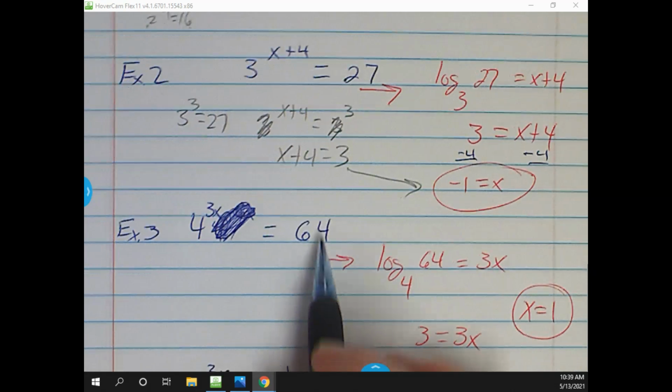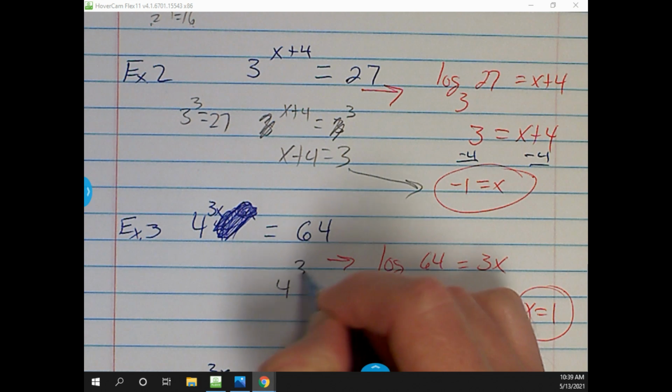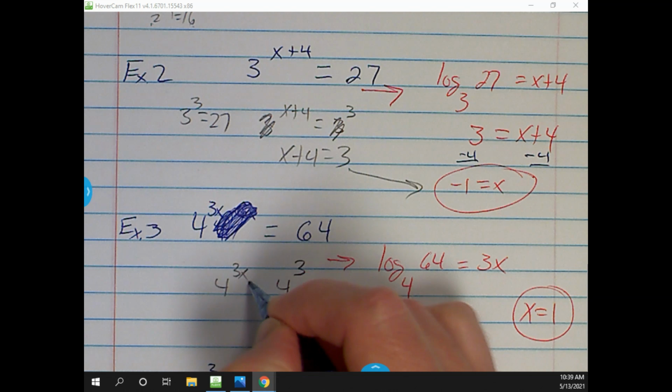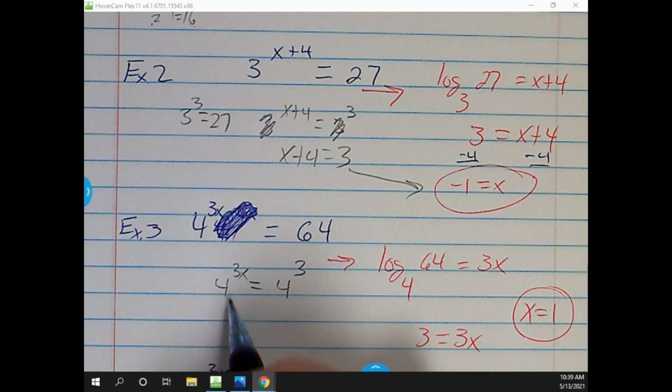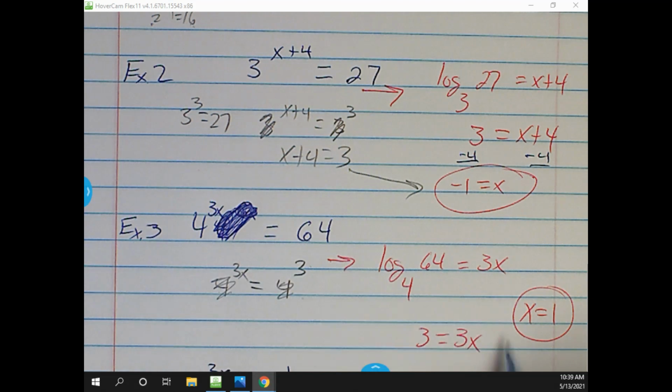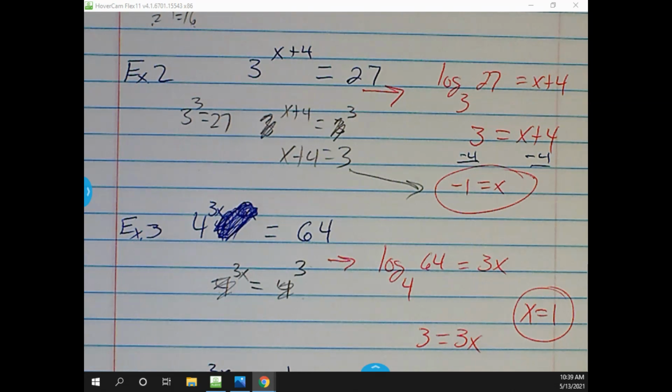Same thing with this one. 64 would be 4 to the third power. Again, bases are the same, so we can scratch that out and just solve the equations. Then we're here. So that's the way they would tell you to do this.